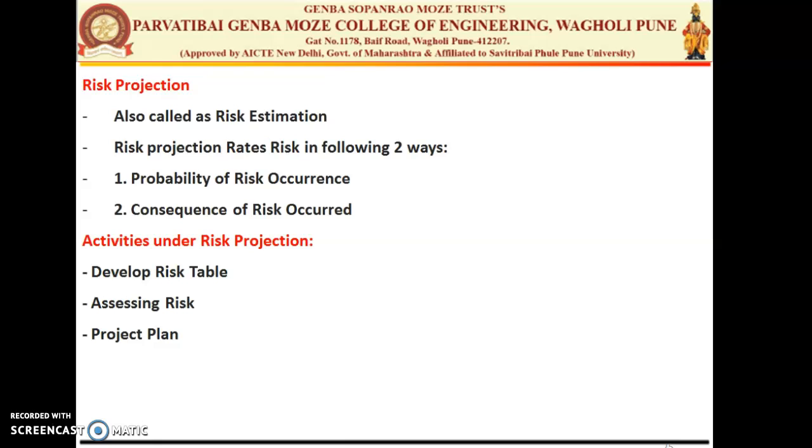The first activity is to develop a risk table, so we know exactly how many categories of risk there are, what the probability of each risk is, and what the impact factor of that risk is on our project. So the first one is to develop a risk table. The second one is to assess the risk.